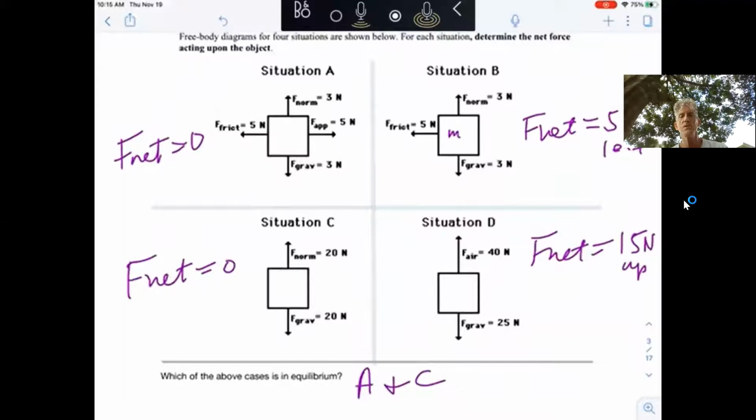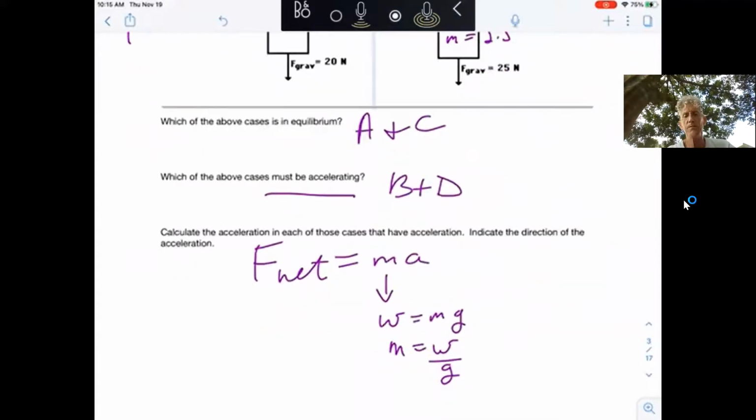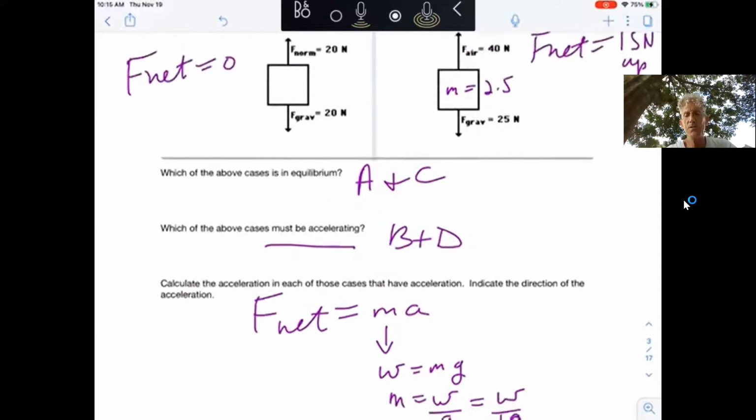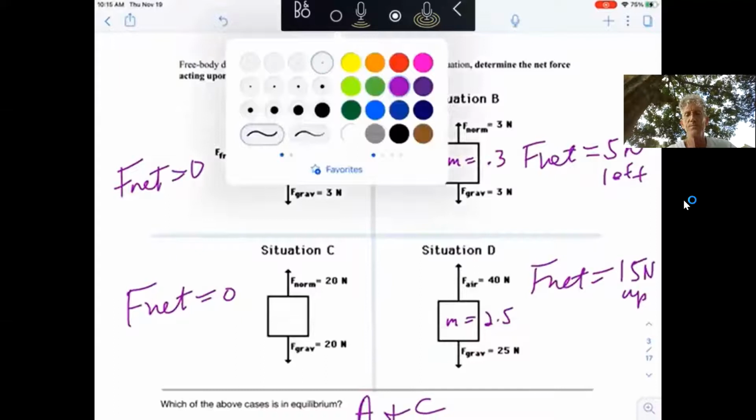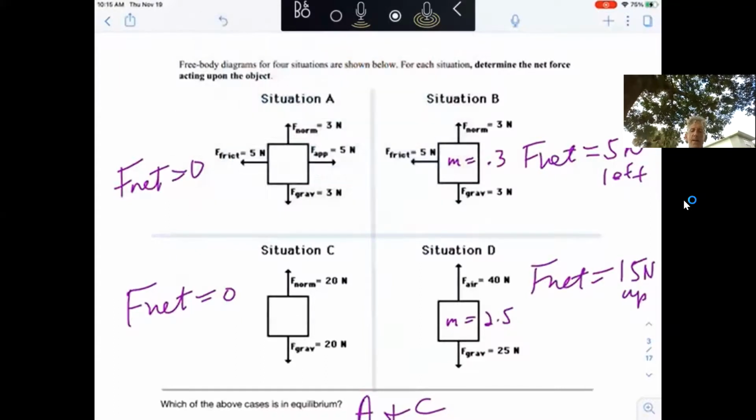The weight is 3 newtons, so 3 newtons equals mass times 10. So it has to be 0.3. I use the equation W equals mg. And it's the same thing here: move the decimal place to the left 1 place, divide by 10, 2.5 for the mass. So what I'm writing is m equals weight divided by g.